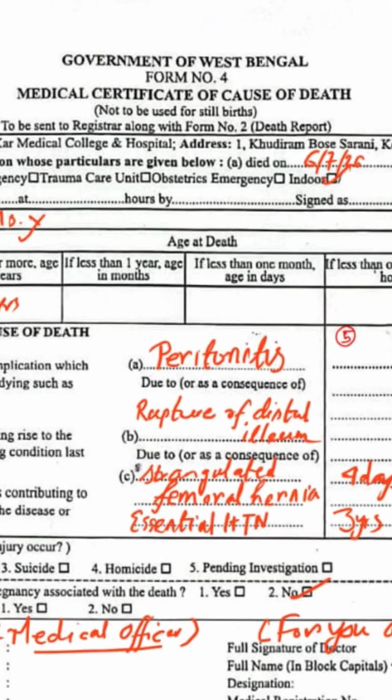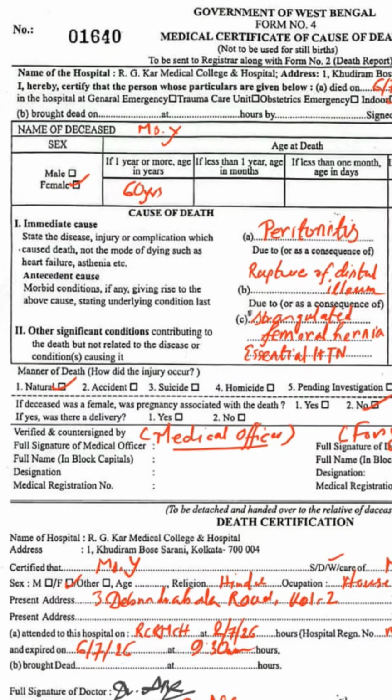So first, this is not a brought dead case, so it is an inpatient death. So we write that she died at this time and date. Next, we have the name of the deceased. The name is Mrs. Y. You must not use any initials, so always write the name in full. In case of a baby who has not yet been named, write son of or daughter of, followed by the names of the mother and the father.